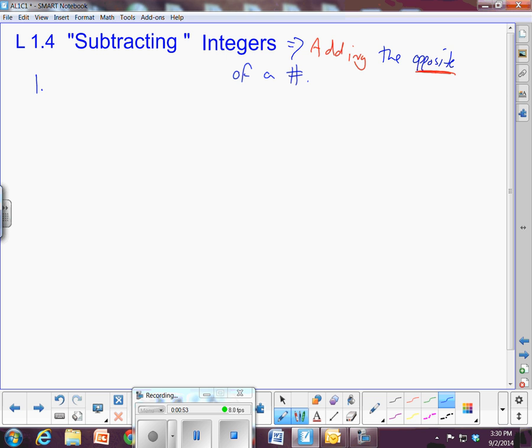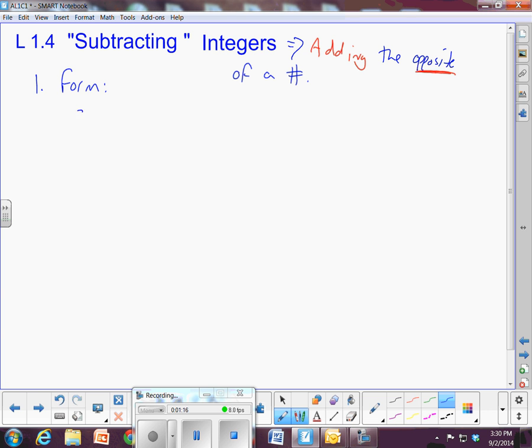So number one, as you remember when we dealt with adding positive and negative numbers, I said a key was to think of the numbers as either positive or negative. You have so many positives, so many negatives. It's the same concept here. We're adding the opposite of a number. So just a reminder, form.